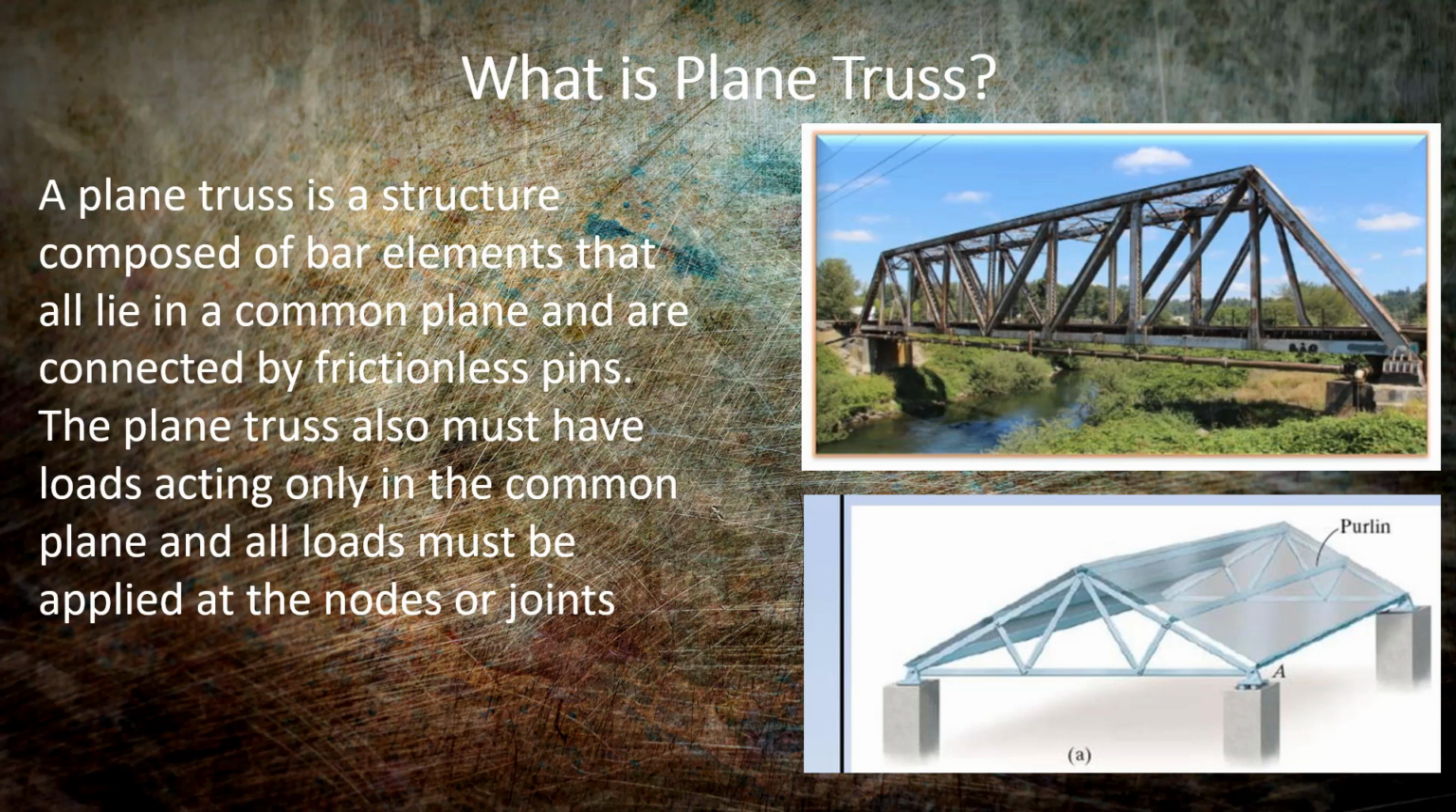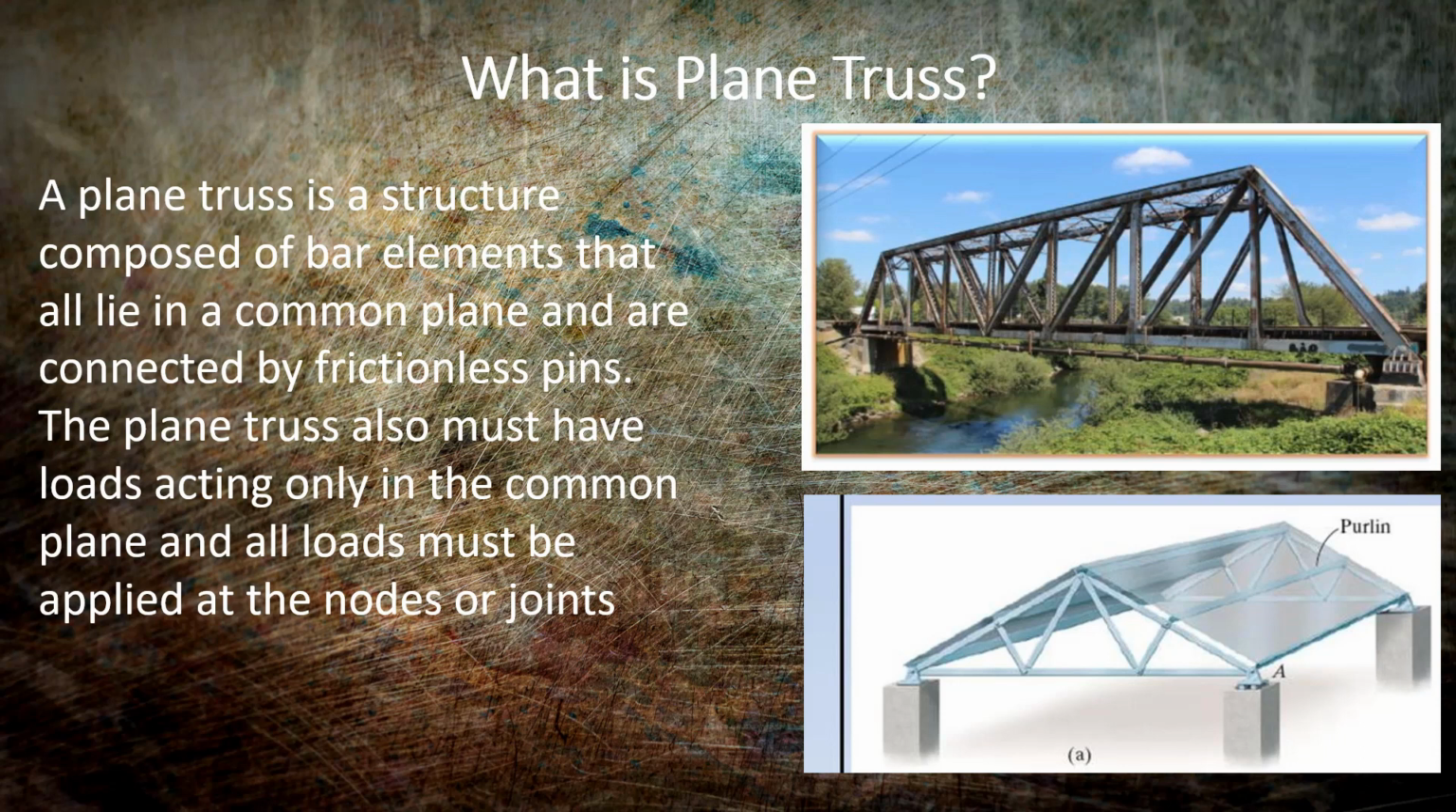A plane truss is a structure composed of bar elements that all lie in a common plane and are connected by frictionless pins. The plane truss also must have loads acting in the common plane, and all loads must be applied at the nodes or joints.